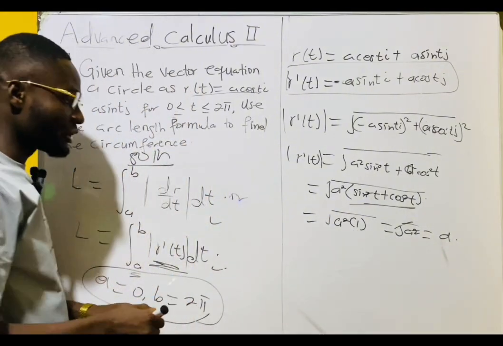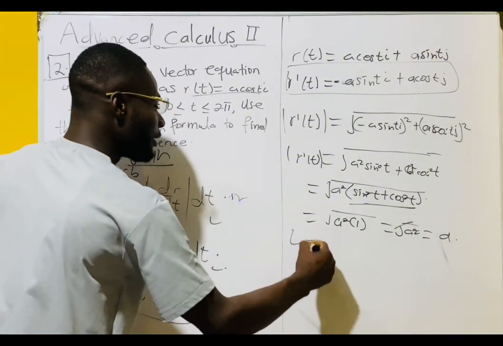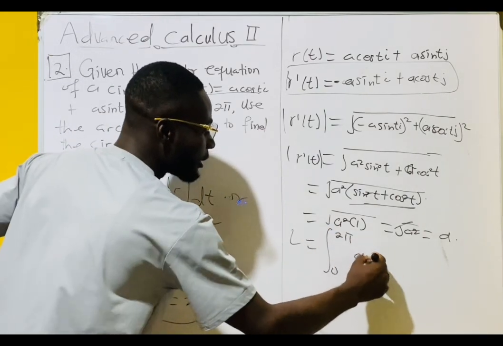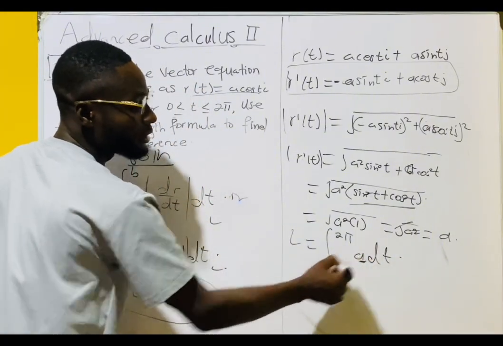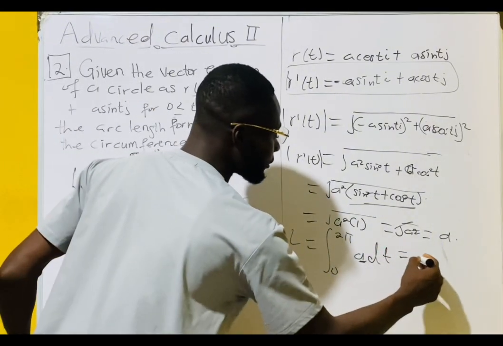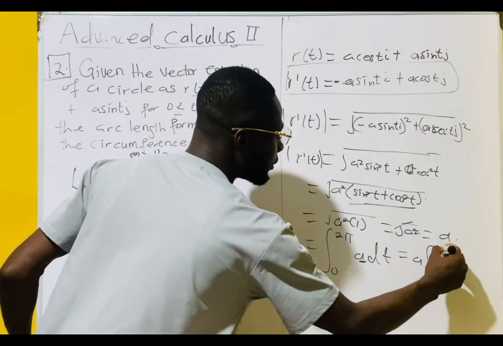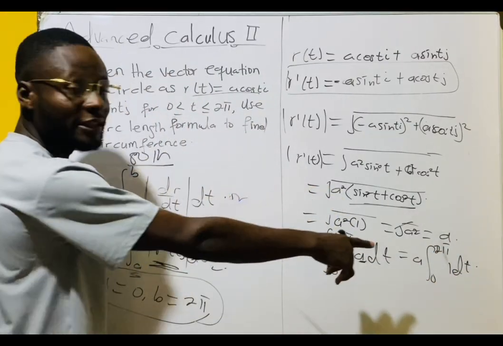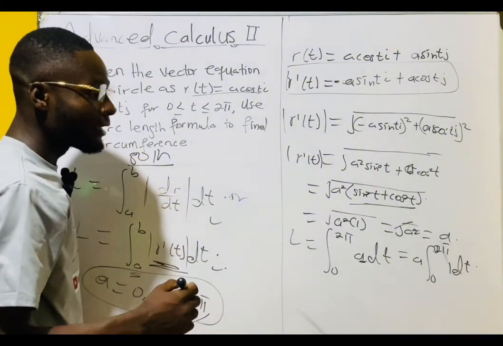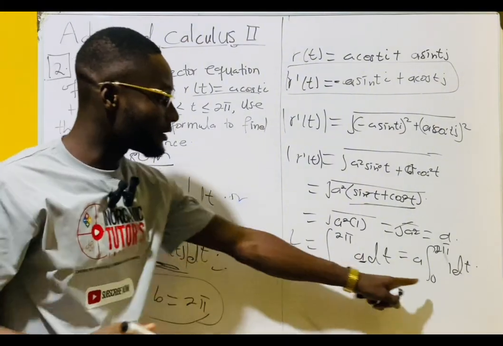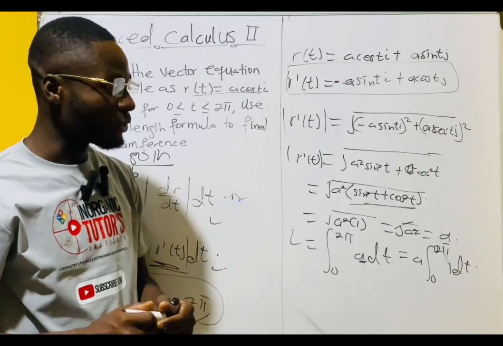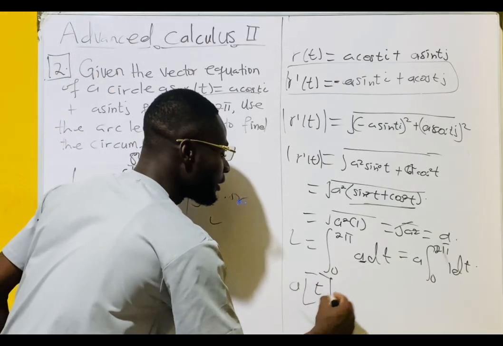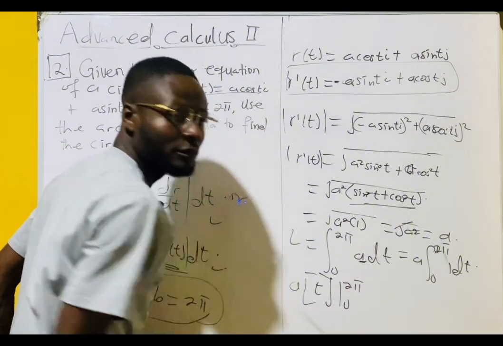So we substitute into the formula that we have: the integral from 0 to 2 pi of a dt. This a is a constant, so we can factor that out. Then we have 1 dt. When you integrate 1 dt, you have t plus a constant, but this is a definite integration, so there's no constant. So we have a out, and t from 0 to 2 pi.